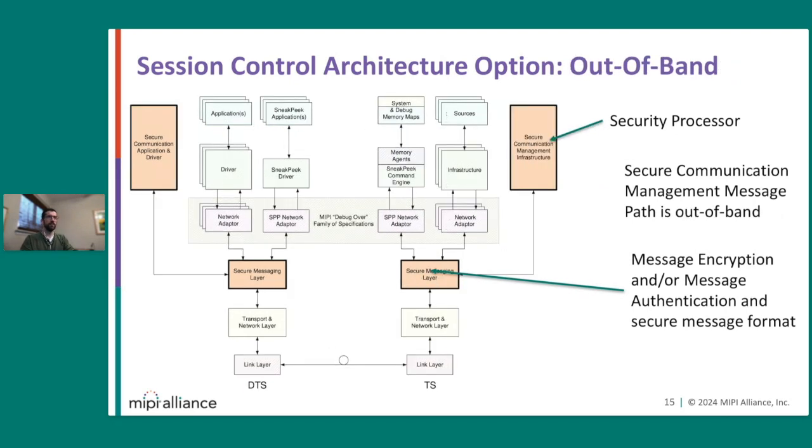And our last option is out of band, where something that's not directly involved in the debug connection, the communication channel, does control the secure messaging layer. This would be done not involving this connection, but via some other connection, and the secure messaging layer would be notified with the appropriate secure message format and such.